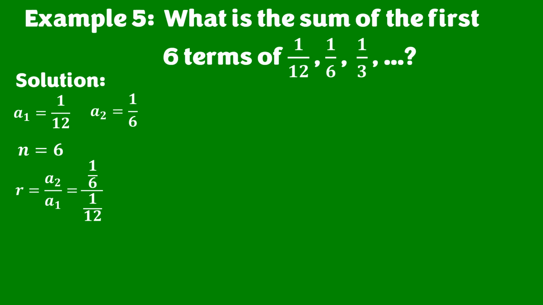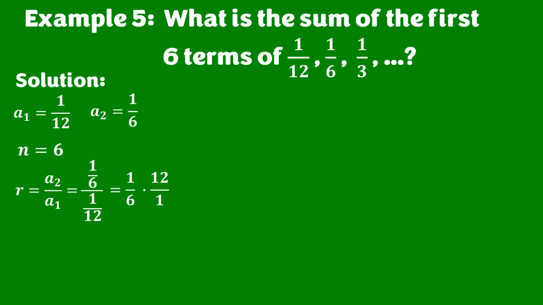R is equal to a sub 2 divided by a sub 1. So that is equal to, the value of a sub 2 is 1 over 6, and the value of a sub 1 is 1 over 12. And then simplify 1 over 6 divided by 1 over 12. That is equal to 1 over 6.